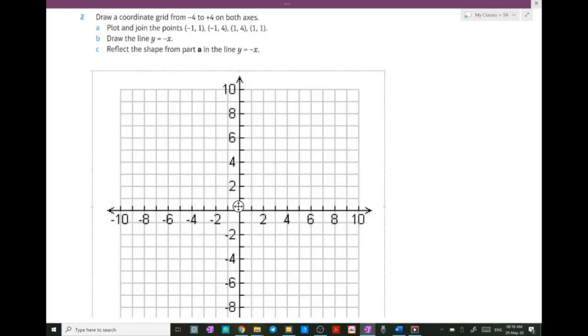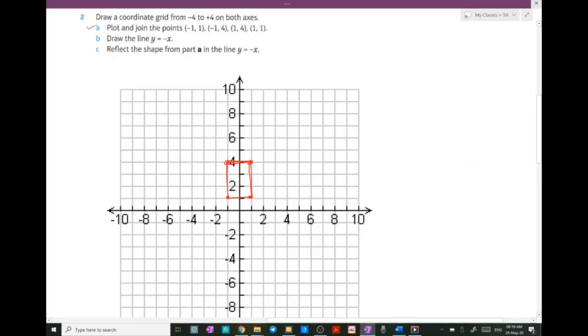-1, 1, -1, 4, 1, 4, and 1, 1. So you plot them and you join the points. So this is part A.